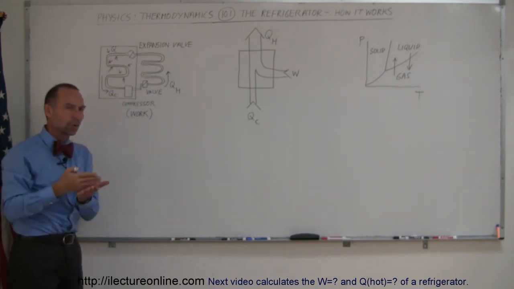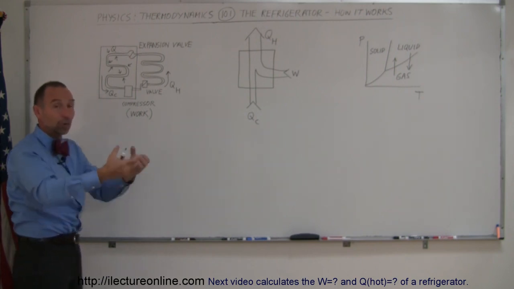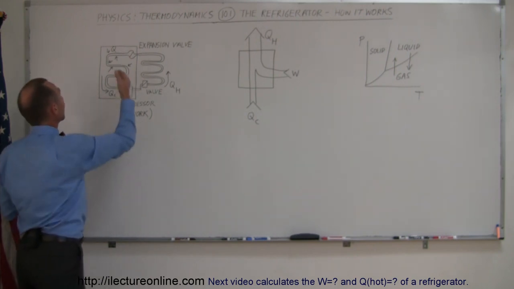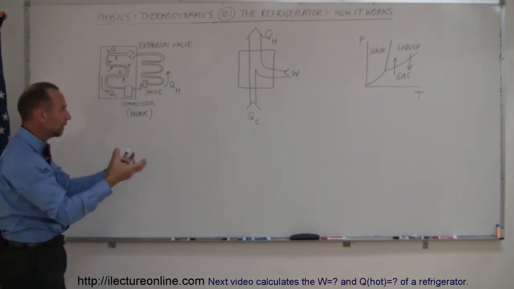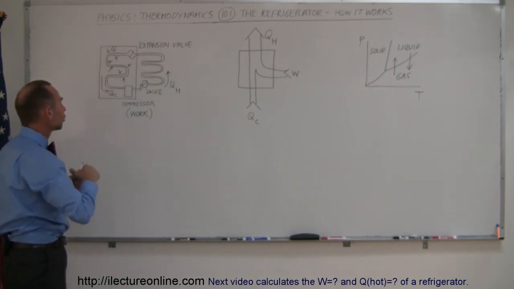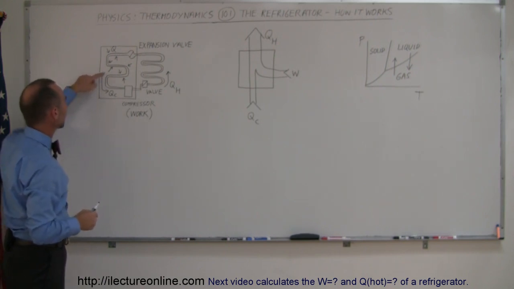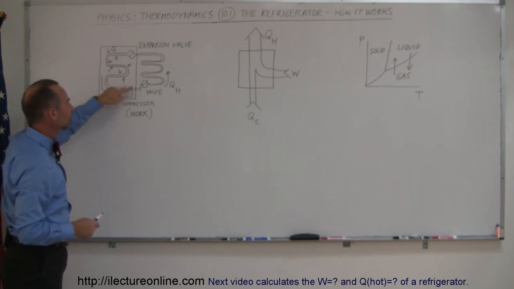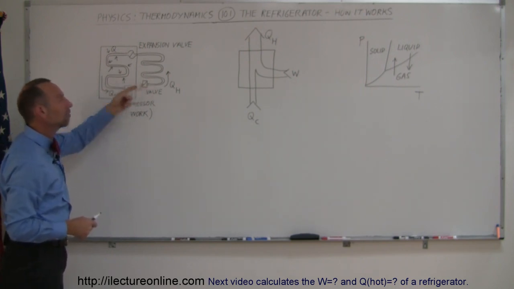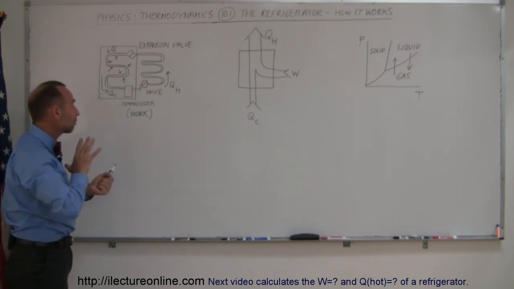And of course, when something goes from a liquid to a vapor, it absorbs energy. Where does the energy come from? It takes heat from the refrigerator compartment, and even though it's already cold there, it grabs additional heat and makes it even colder. So that gas, which absorbs the heat from the refrigerator, is then pushed back out here by a compressor, goes past this valve, and then it becomes pressurized.